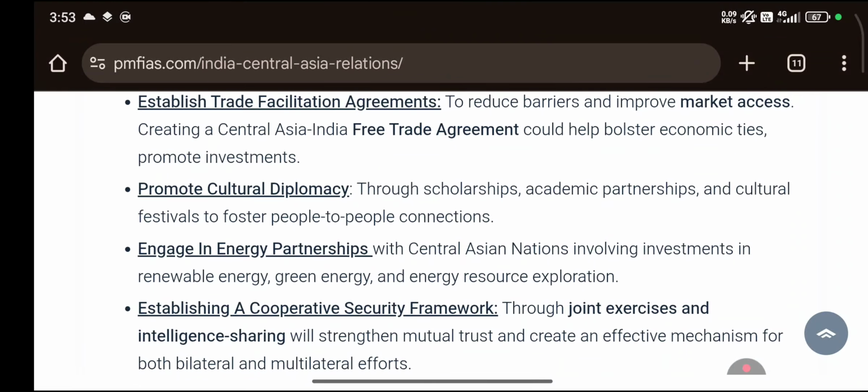Fourth one is to promote cultural diplomacy through scholarships, academic partnerships, and cultural festivals to foster people to people connection. We can provide scholarships to the students. We can have academic partnerships, like IITs are establishing their institutions abroad, like in Abu Dhabi, and in Africa it came. So we can also establish them there, which will connect people.